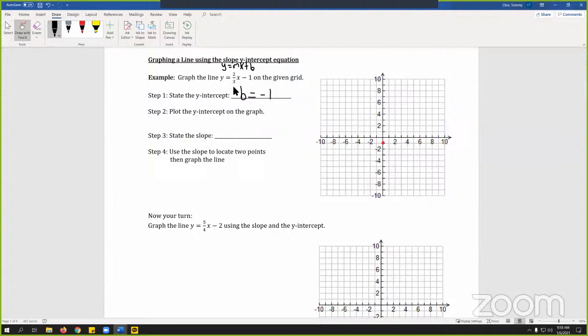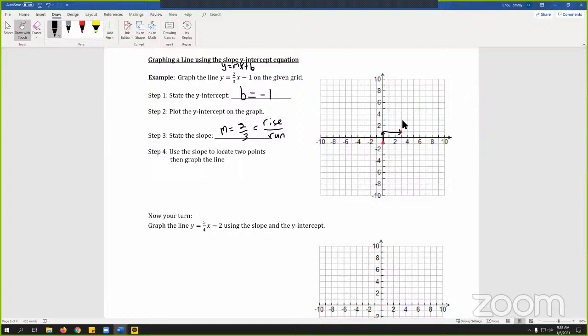Our third step is to look at the equation again and find the slope. And so the m is 2 over 3. And this, remember, is rise over run. So our rise is +2, which means we go up by 2. The run is +3, which means we go to the right by 3. So we're going to go up 2 and then right 3. Like that. And we're going to draw our point there.